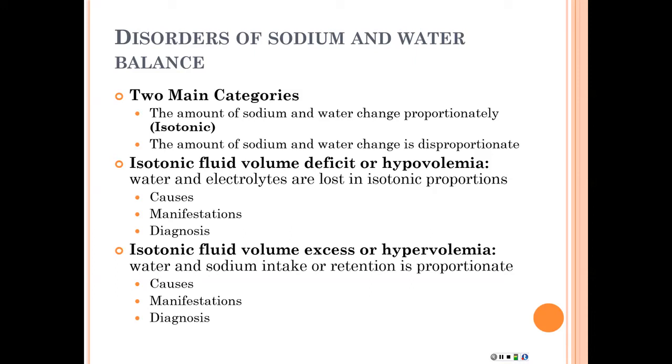Manifestations are probably just about the opposite, we could say, of what we saw with isotonic fluid volume deficit. Instead of weight loss, you're going to have weight gain. There may be edema. Neck veins may appear distended, sticking out, bulging. Blood pressure and blood volume increase. Your hematocrit, your red blood cell count, and your BUN concentrations will decrease.